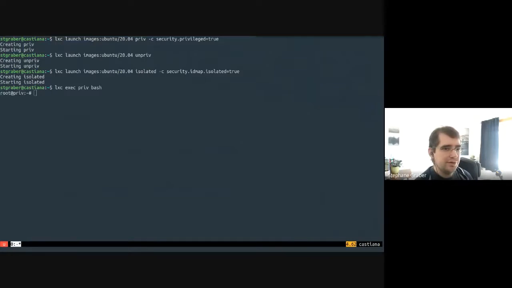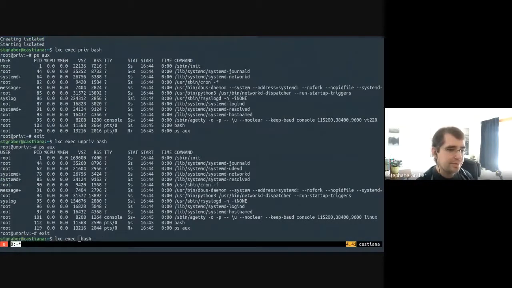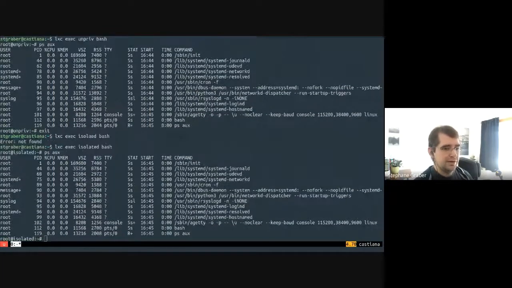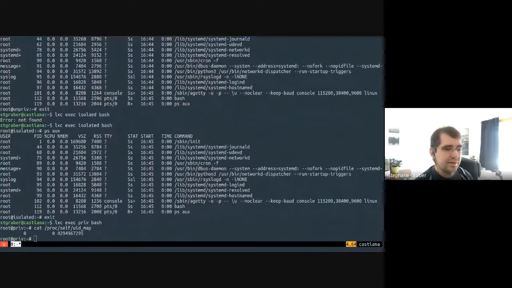One thing we can do is go look inside them. You're always going to see the same thing inside the container, like process ownership and everything, regardless of the type. So if I go in the unpriv one, we see the exact same thing. Isolated, that's a typo. Again, exact same thing.